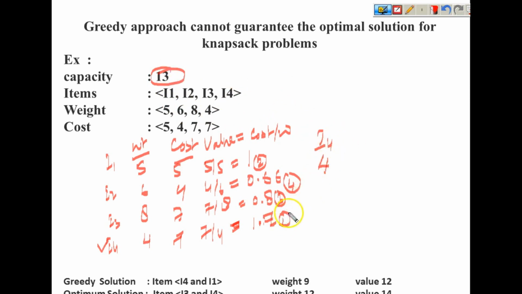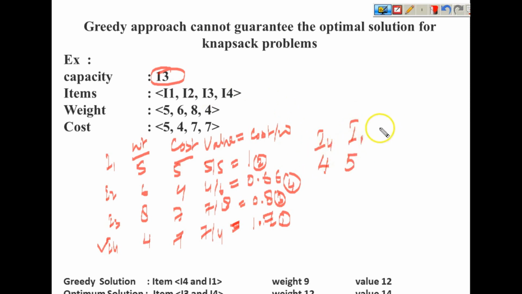So I am going to the next item. The next item I am going to pick is item number 1, because this is the second priority. So the second item will actually be item number 1, whose weight is 5. So far I have filled 9 kg in my knapsack, and still I can fill another 4 kg.